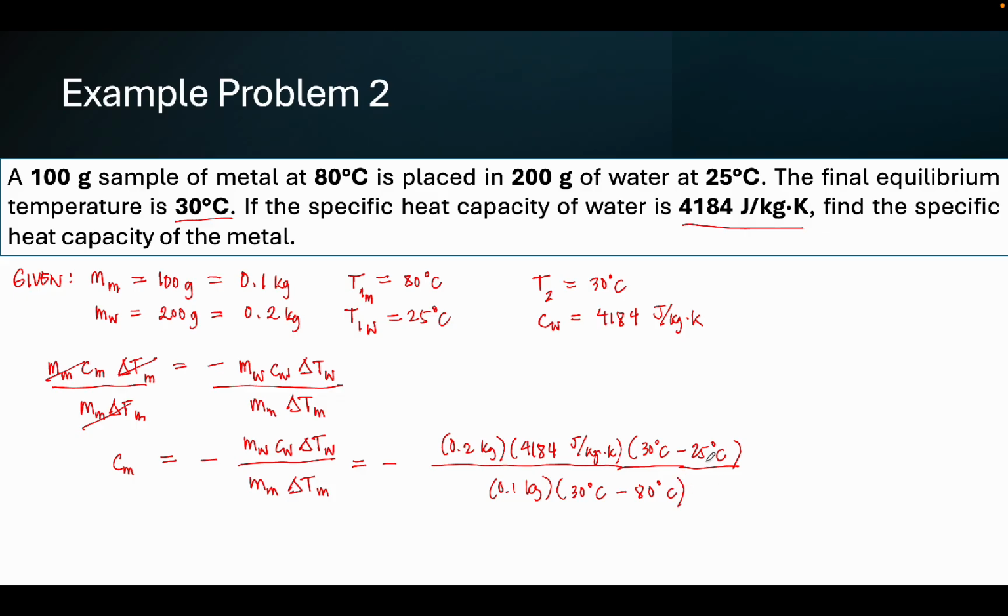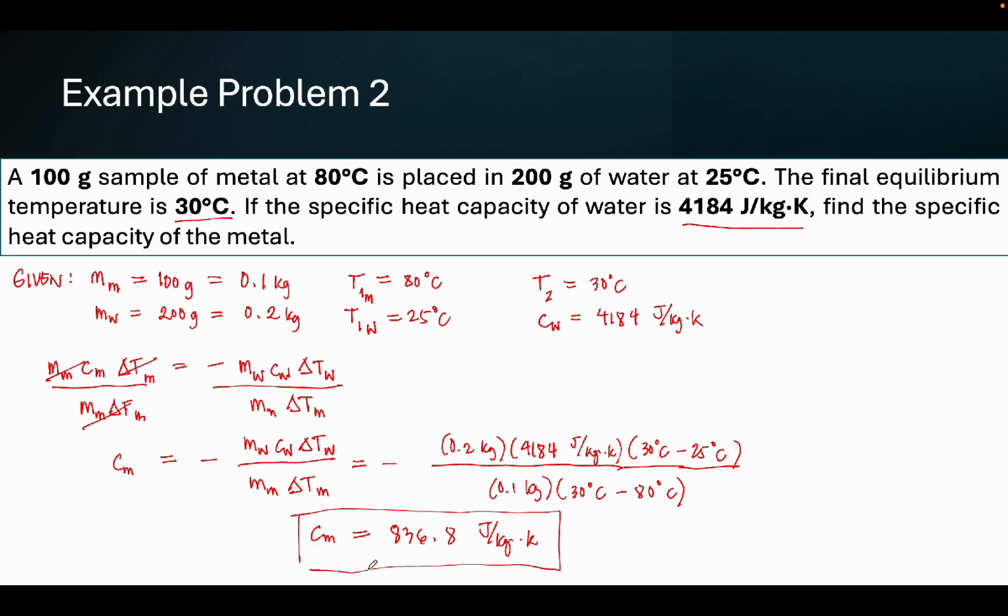Okay. So, this one is negative 50. So, as you can see, we have also a negative here. So, the specific heat of our metal is a positive value. So, if we will calculate this one, C sub m is equal to 836.8 joules per kilogram times Kelvin. So, this is the specific heat of our metal.